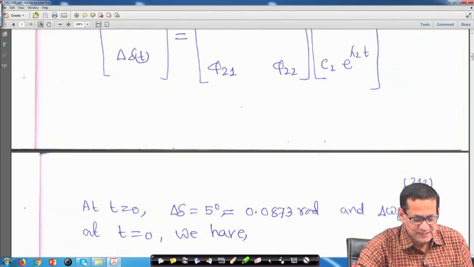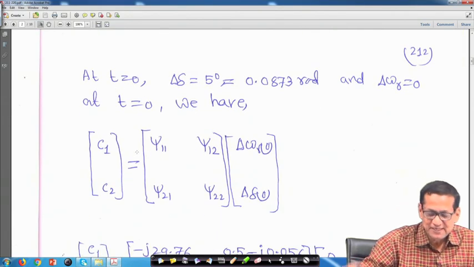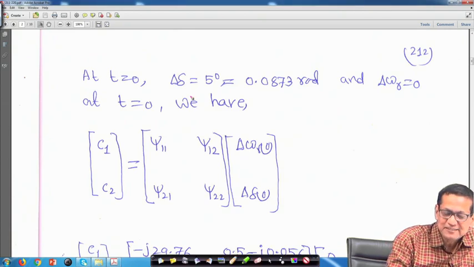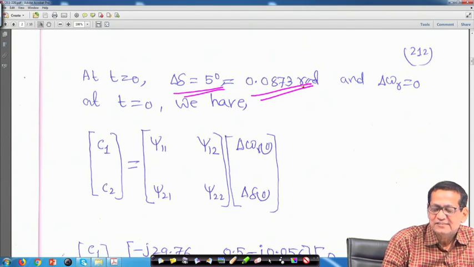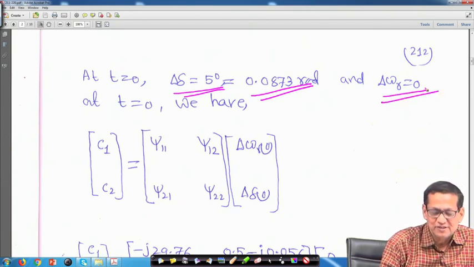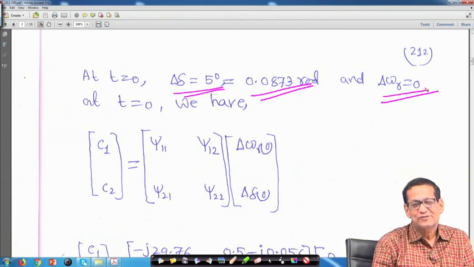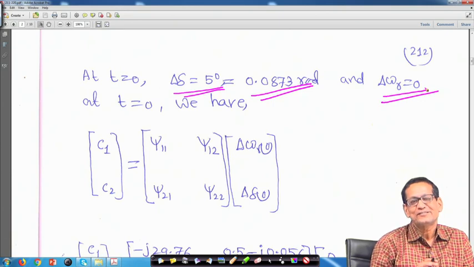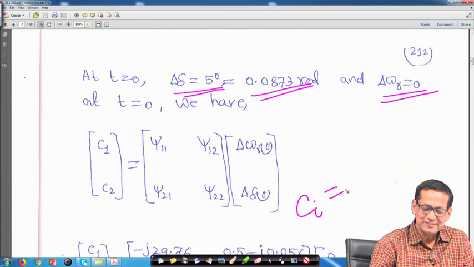If it is so, then at t equal to 0 the initial conditions are given: delta delta is 5 degree, which is 0.0873 radian, and delta omega was also given an initial condition of 0. Therefore, we have seen in general that C is equal to psi delta x 0. In general, for the initial condition, C I is equal to psi I times delta x I 0.